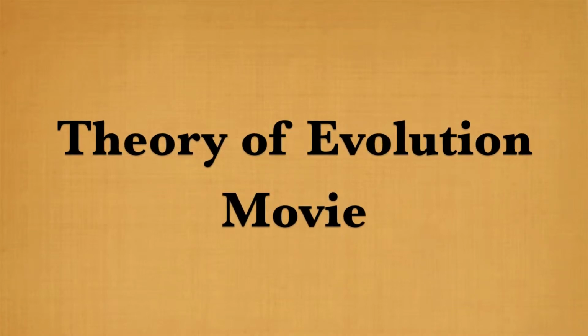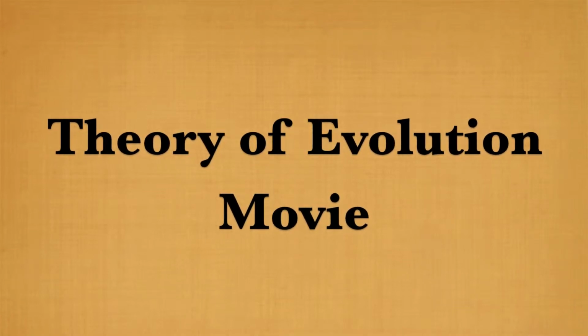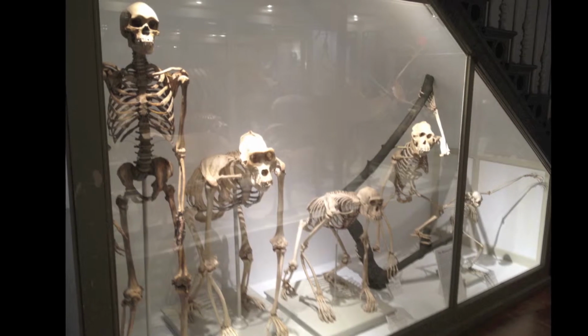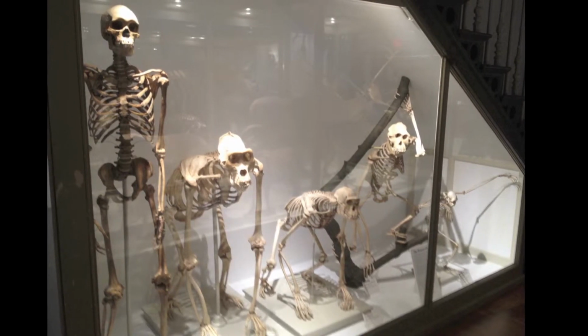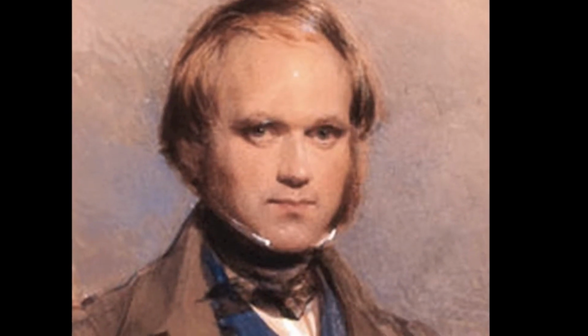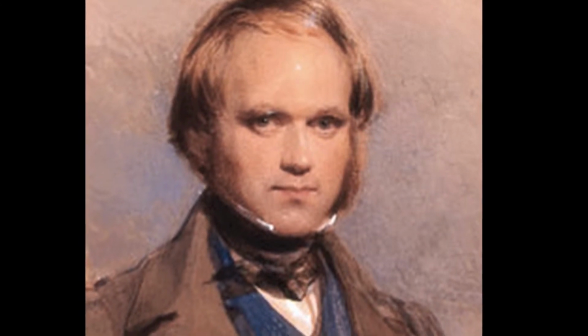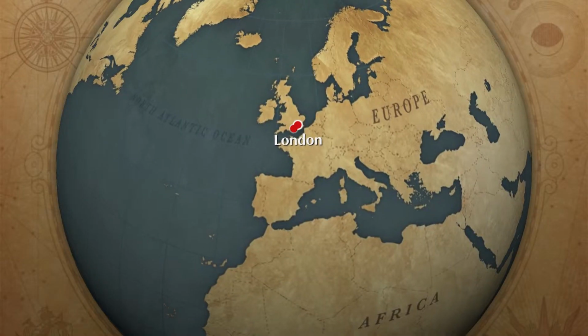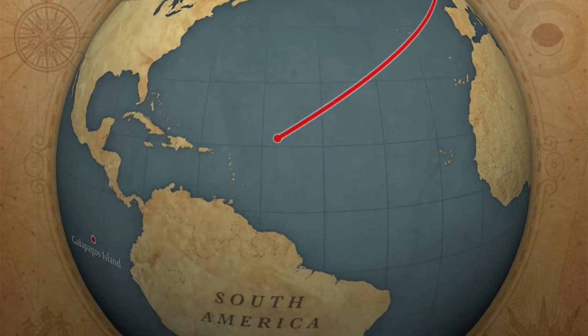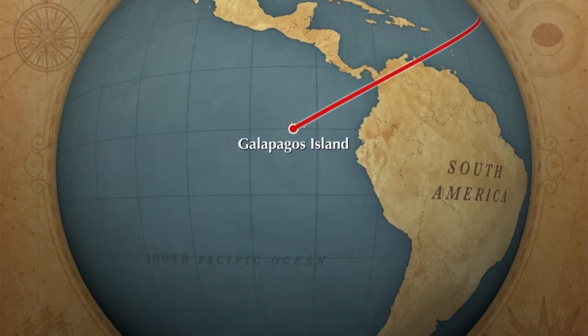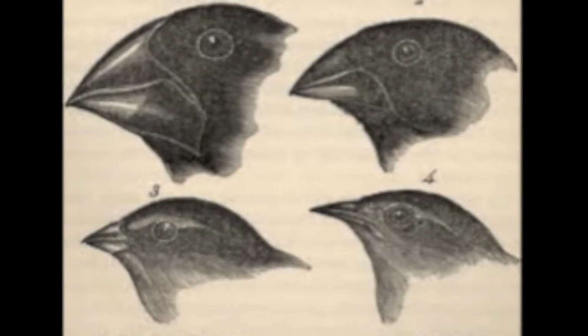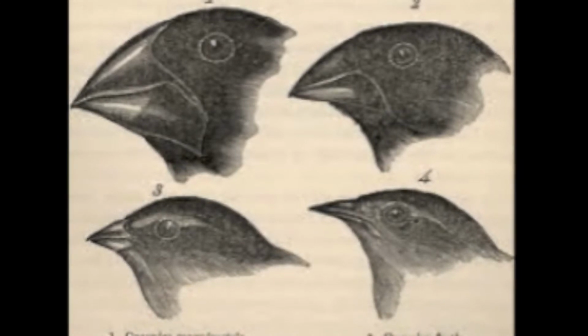The theory of evolution explains how all living organisms originate from one common ancestor. This was discovered by Charles Darwin on his voyage to the Galapagos Islands. This is where he observed many different species and originated the theory of evolution. And there are many forms of evidence that would prove this theory.